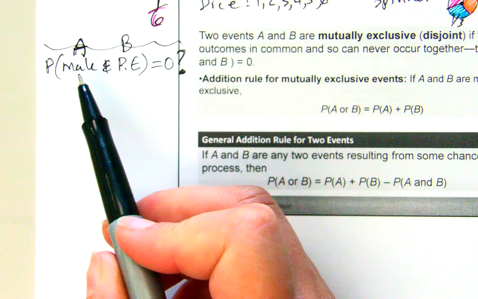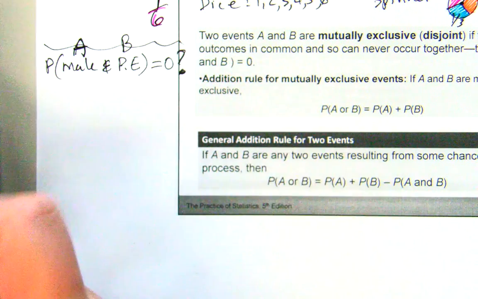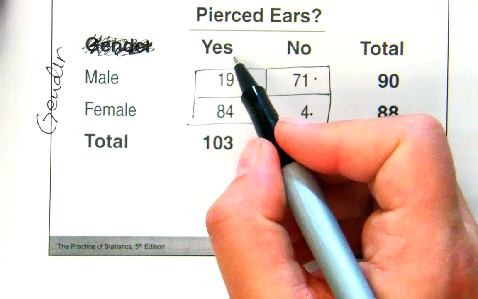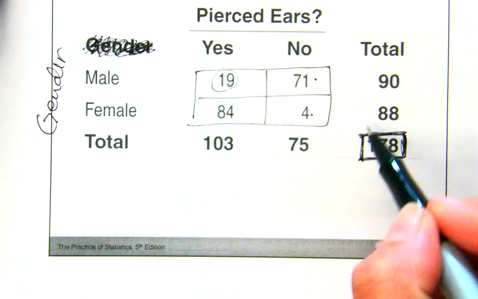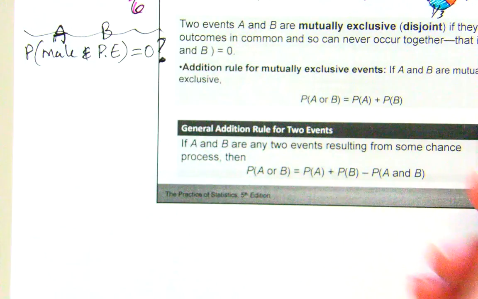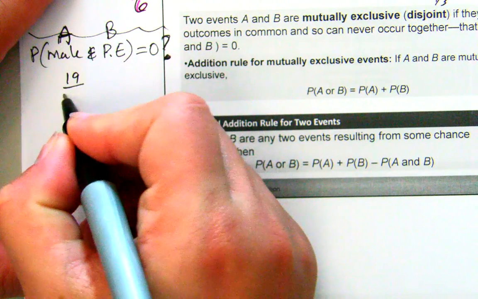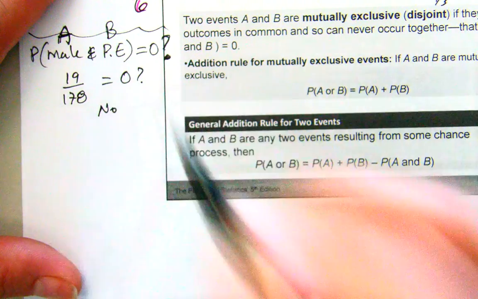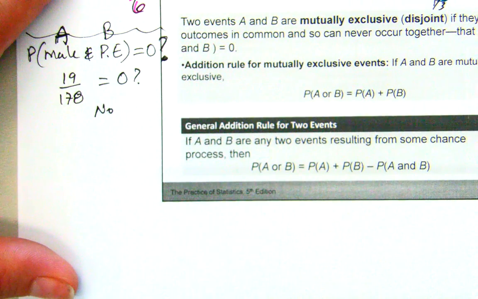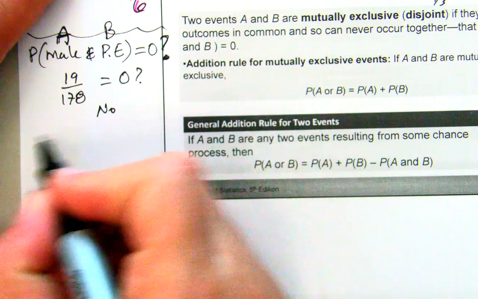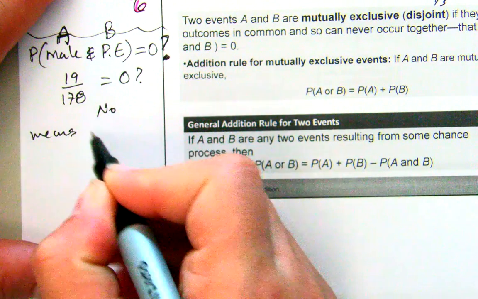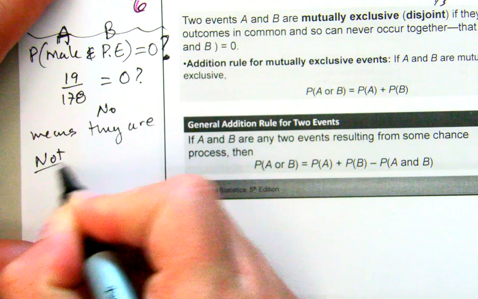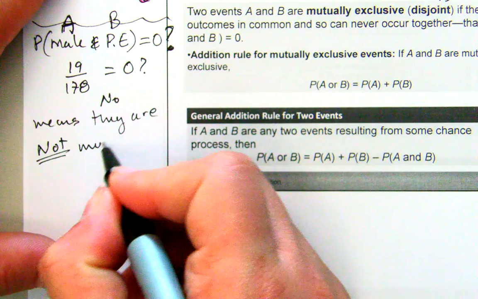Well, the probability of male and pierced ears, if you look on our table, is man and yes, which would be 19 out of 178. Is that equal to 0? Well, obviously no. So that means they are not mutually exclusive.